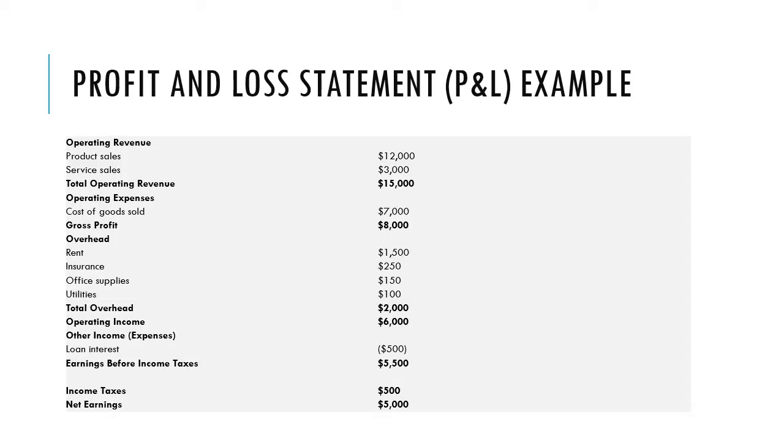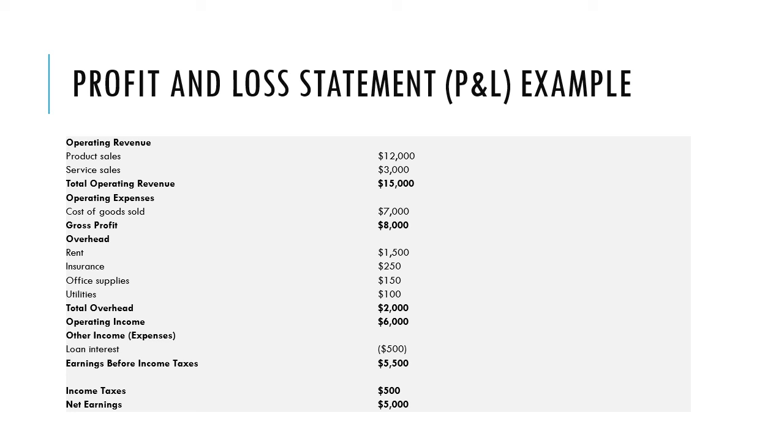And lastly, the profit and loss statement example. The operating revenue: the product sales are $12,000 plus the service sales $3,000, so the total operating revenue is $15,000. For the operating expenses, cost of goods sold is $7,000, while the gross profit is the total operating revenue minus the cost of goods sold, which gives $8,000.